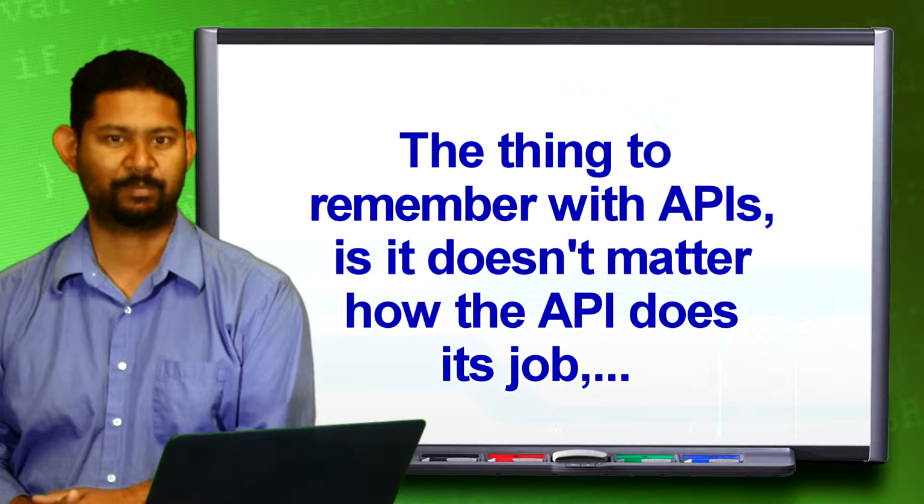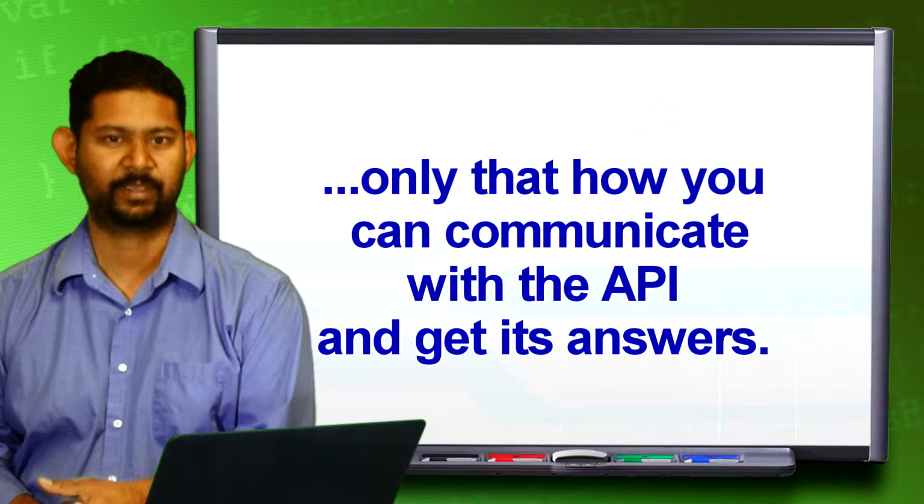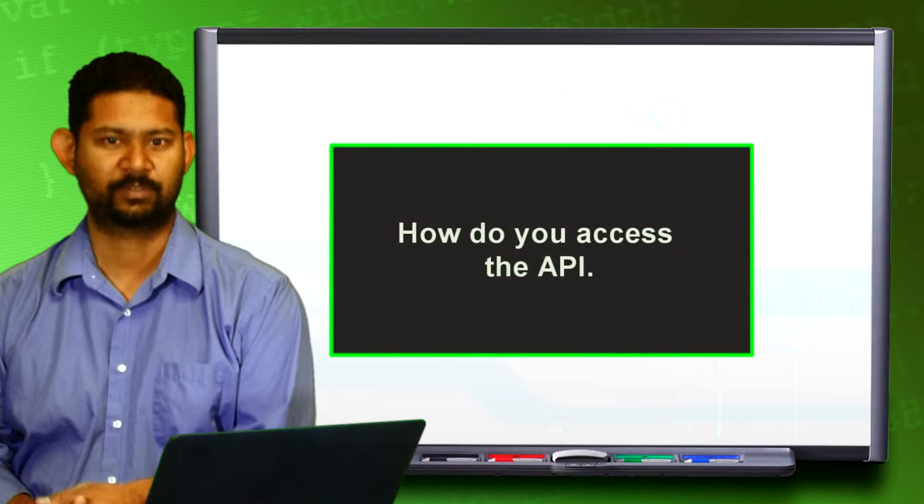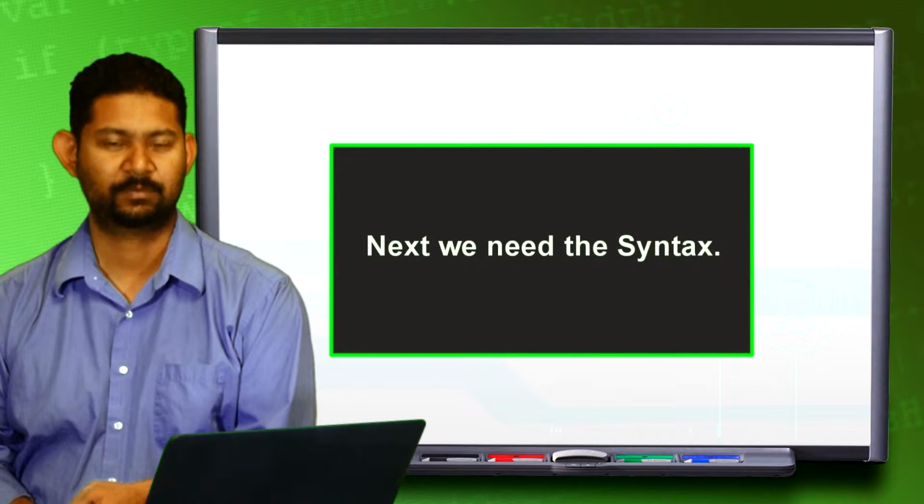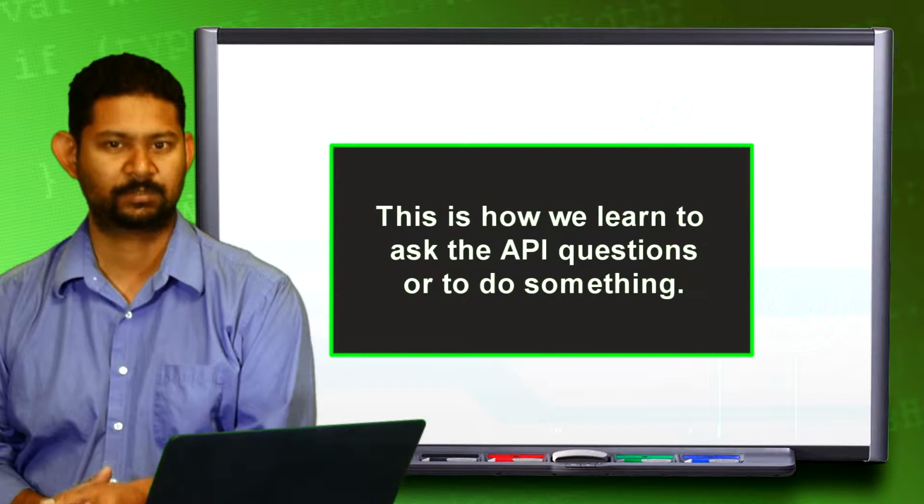It is what lets programs, including scripts, talk to each other. The thing to remember with APIs is it doesn't matter how the API does its job, only that you can communicate with the API and get its answers. First thing you need to understand is what the API can do for you. How do you access the API? Does it require any authentication? Next, we need the syntax. This is how we learn to ask the API questions or to do something.